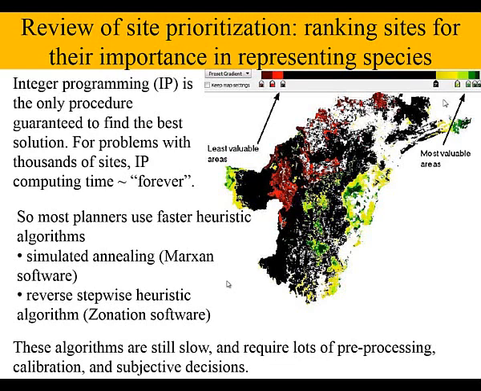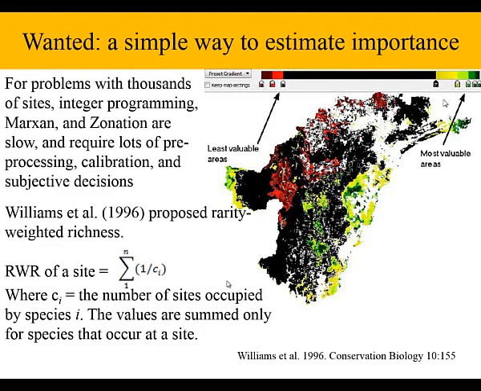And so most planners are using these heuristic algorithms, such as simulated annealing and Marxan, and the reserve stepwise heuristic algorithm in Zonation. But these algorithms are still pretty slow. They require a lot of pre-processing. You've got to get really familiar with the software. You've got to do these steps called model calibration, which involve a lot of subjective decisions. Boy, as a lazy person, Fabio and I wanted a simple way to estimate importance. So we evaluated something that was proposed by Williams et al. in 1996, a concept they called rarity-weighted richness.